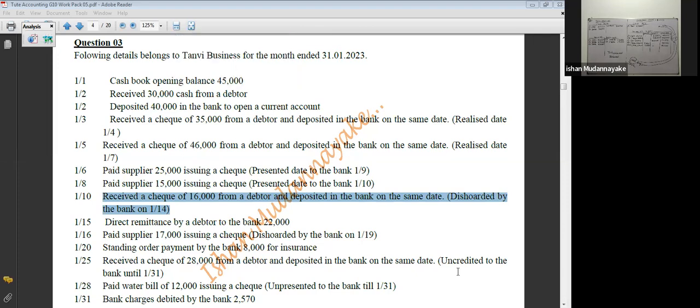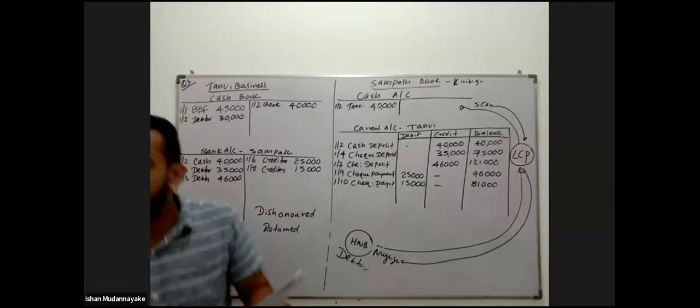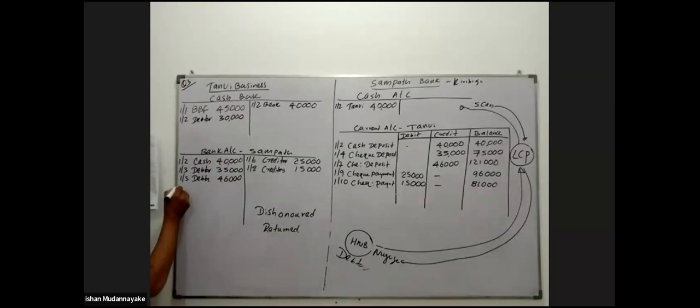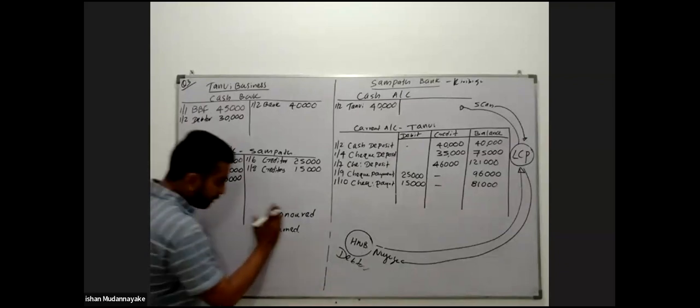Dishonored by the bank on 14 January. Dishonored, returned by the bank. Tani deposited this check on 10 January and recorded it in her bank account. On 10 January, Tani recorded this check transaction. Then Tani recorded this check deposit.